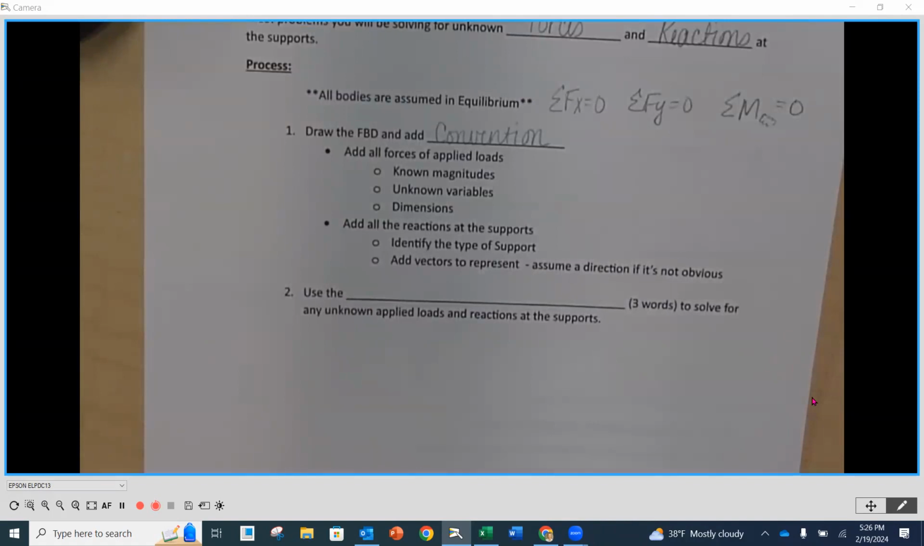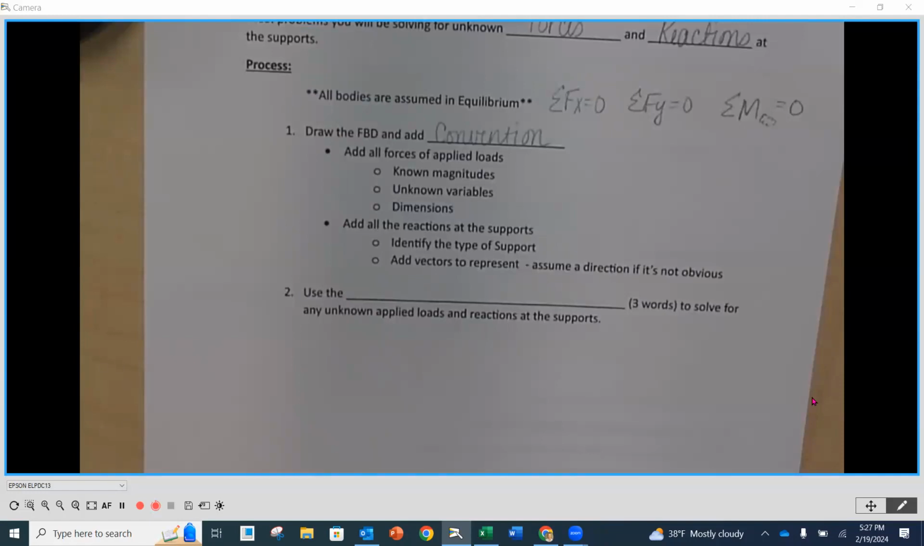And then, I'm going to say this quite often, you're going to assume a direction if it's not obvious. Sometimes there are going to be problems, the beginning ones, where you know it's going to go to the right or it's going to go to the left. But as we get further along, they get a little bit more complex and the applied loads go in various directions and it might not always be obvious. So I'll let you in on how you know if you assumed the correct direction or not. There's a definite way to determine that.